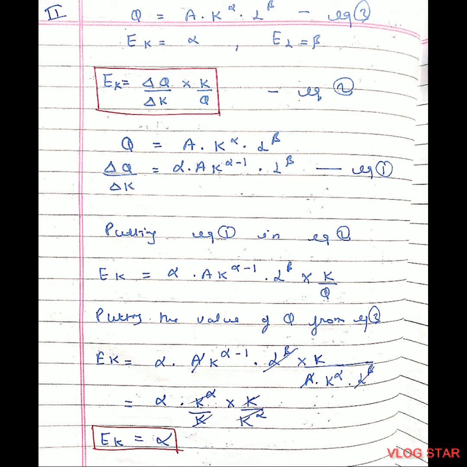Now we'll put the value of Q from the production function. So we get alpha A K to the power alpha minus 1 L to the power beta multiplied by K upon A multiplied by K to the power alpha L to the power beta. So now in the next step, we'll cancel out A by A and L to the power beta by L to the power beta. So what remains is alpha K to the power alpha minus 1 K upon K to the power alpha.